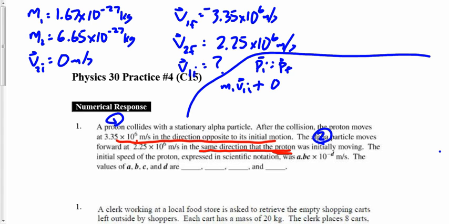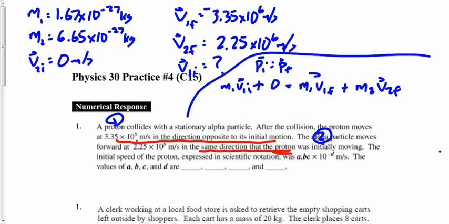If you want to put M2 V2I, there's two objects, right? M1 V1I plus M2 V2I, you can do that. But if you recognize that one or both are 0, you can just scratch that out. In fact, you wouldn't even have to put a 0 in here. You could just say M1 V1I equals. Make sense? Now, there are two objects afterwards, so we're going to have M1 V1F plus M2 V2F.